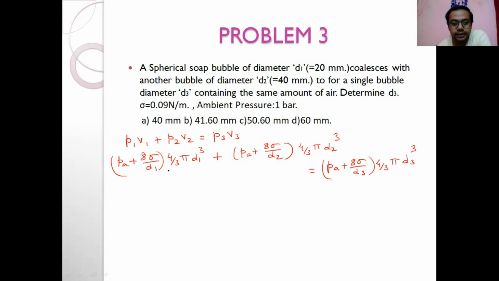On both sides, 4 by 3 pi will be cancelled out, and this will be the remaining. This is the only equation where Pa is given to you. Pa is given to you. Those are the given values.